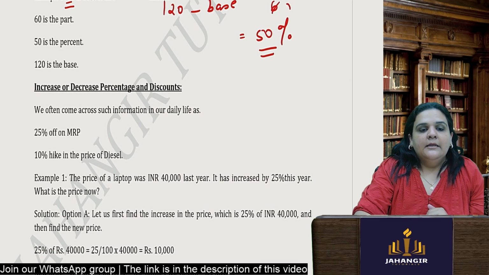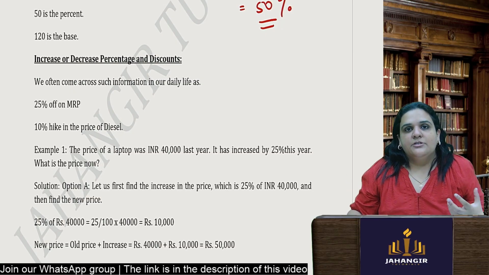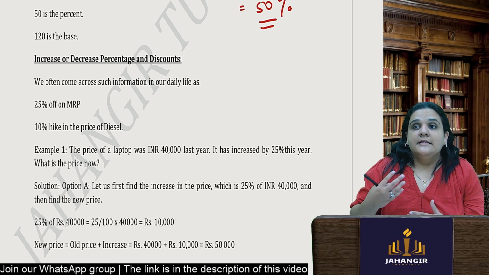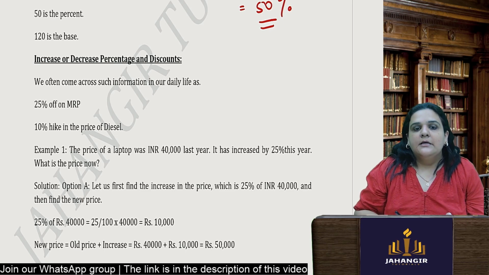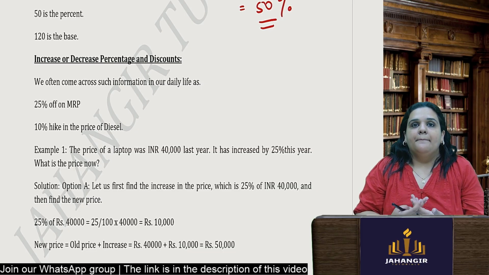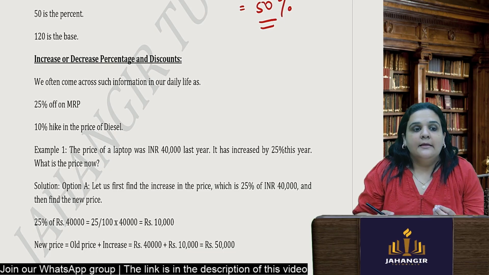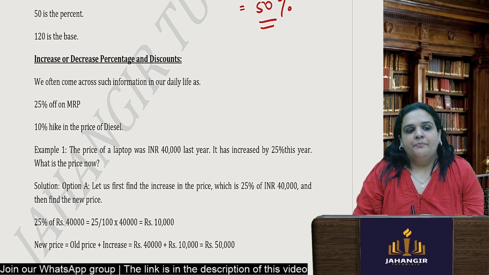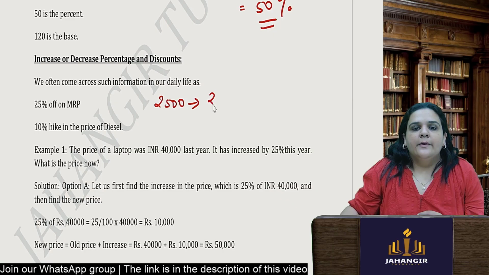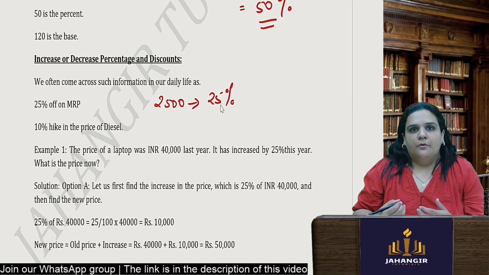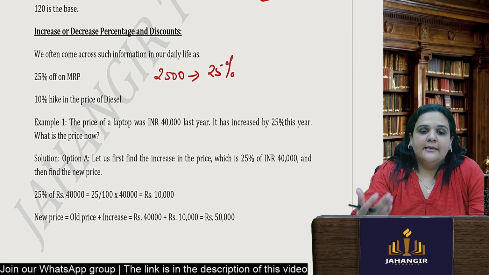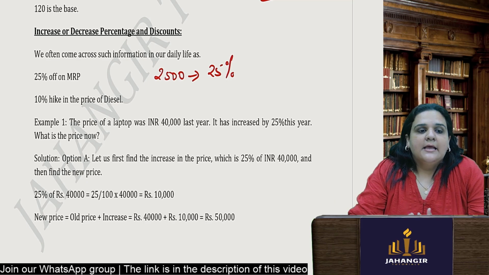Okay. Now, increase, decrease in percentages and discounts. Where do we use these percentages? In order to find the increase in the profit, decrease in the price, etc. Say, like 25% off on the MRP of a product. I went to shop for a bag and I got 25% off on that. Or a 10% hike in the price of diesel. If I want to find the increase or decrease in percentages and in discounts.